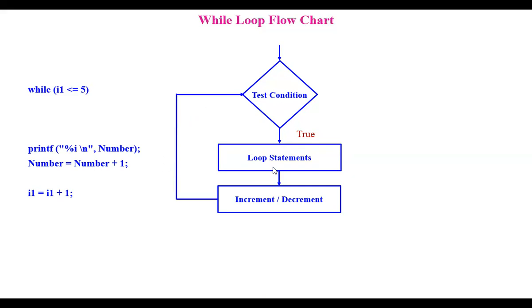So incrementing is done, and next, the loop is continued. The loop will be continued till this condition is true. When this test condition I1 is less than or equal to 5 is true, this loop continues. When it is 6 or more, then it becomes false and comes out of the loop and goes out like this. Maybe ending here or maybe continuation with some other program. So this is the while loop.